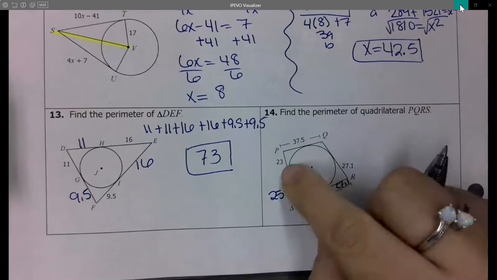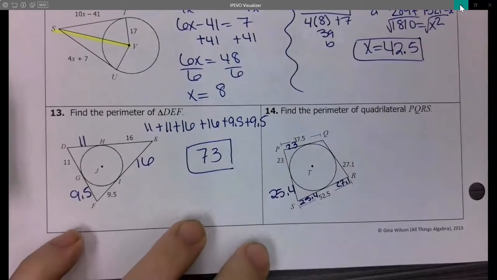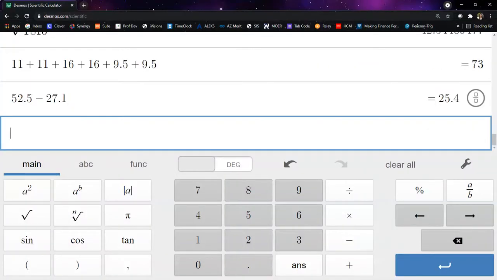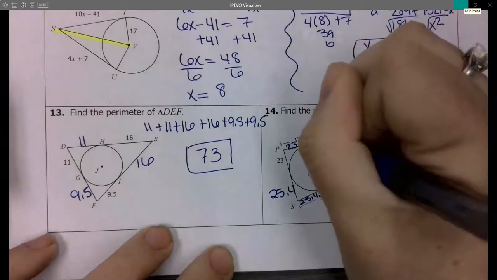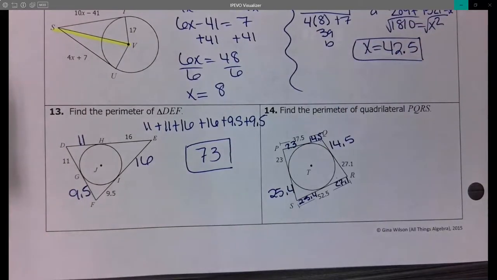Then I know this one is 23, which makes this one over here 23. I want to subtract 23 to figure out the other side, which gets me 14.5. Which makes this outside one 14.5.